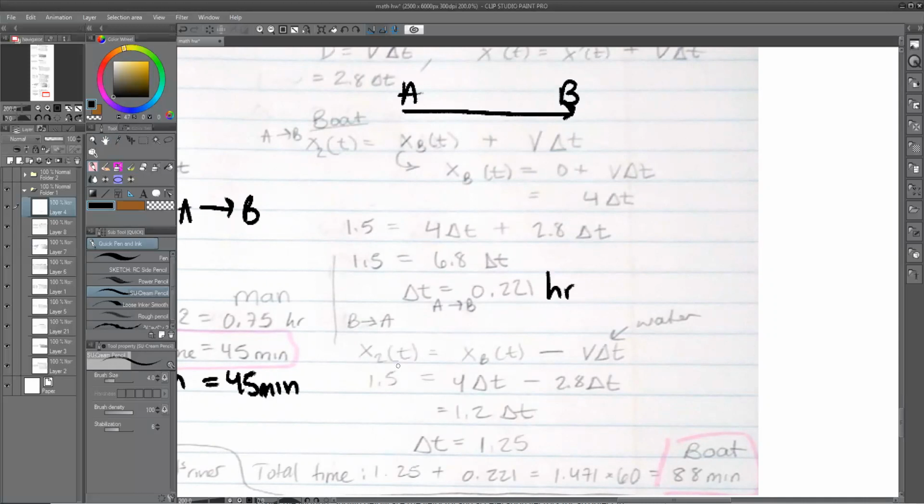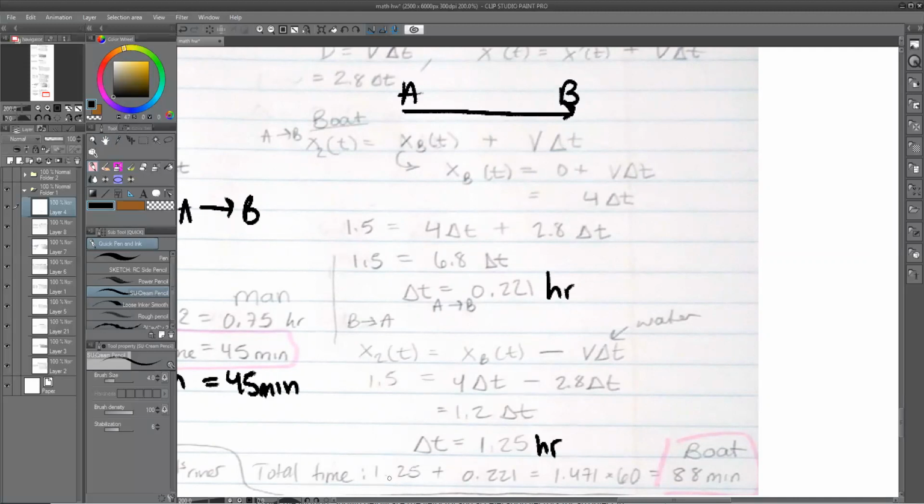And then from B to A, it's the same exact thing, but it's going against the water. So the water is hindering it. So you subtract it instead. So the velocity of the boat is here. The velocity of the water affecting it is here. So it's minus 2.8. You see how it's the same exact equation, except this one is positive because the water is helping it, and this one is negative because the water is hindering. So ultimately, T is equal to 1.25 hours on the way back.